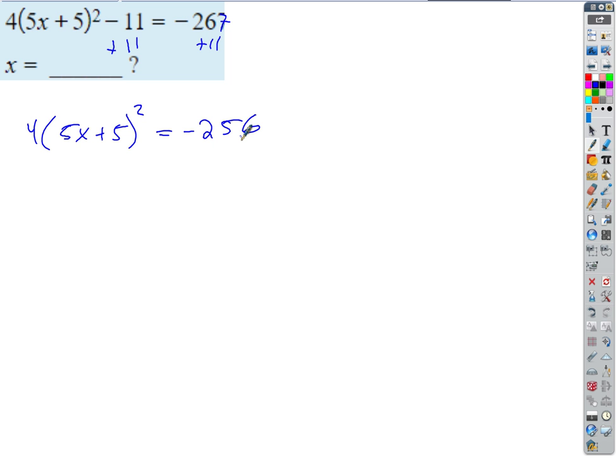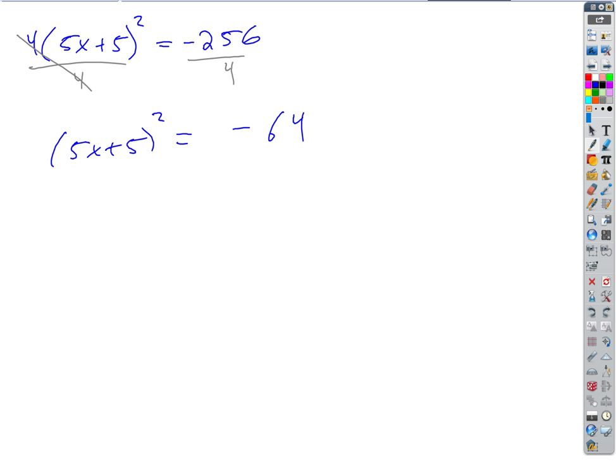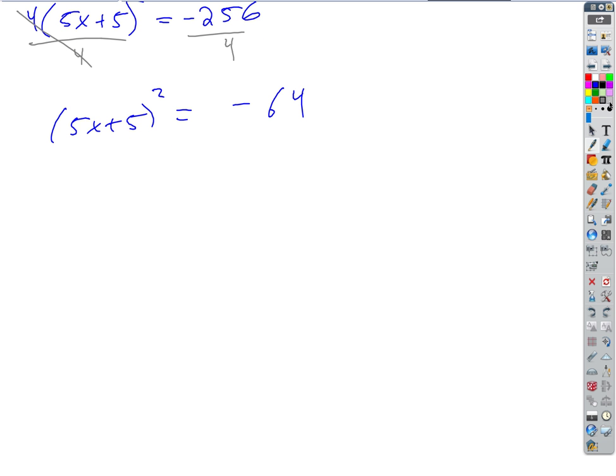-256, okay? All right, so now what? Divide by 4. That gives me 5x plus 5 quantity squared equals -64. Okay? Now what? Okay, so now we're going to square root both sides.